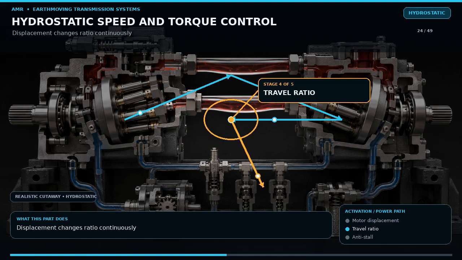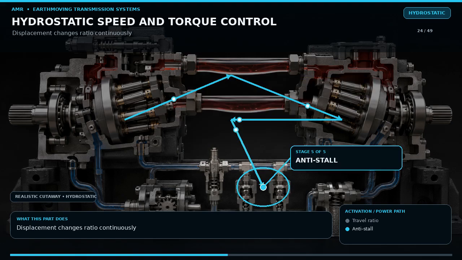When the operator releases travel command, the system can use hydrostatic braking by reducing or reversing pump torque, but mechanical service and parking brakes are still required. Efficiency falls if the machine is held at high pressure with little movement because energy becomes heat.